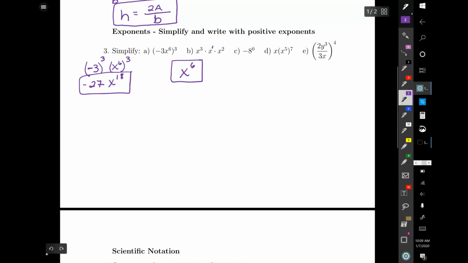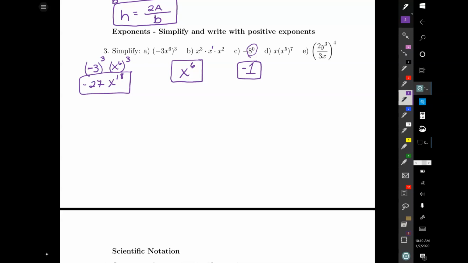-8 to the 0, well, actually we would do the exponent portion first. That negative's outside, but anything raised to the 0 power is going to be 1. So we end up bringing the negative down. 8 to the 0 is 1, so we have -1 as our final answer. So be careful of that one because the negative is not in parentheses, that -8.